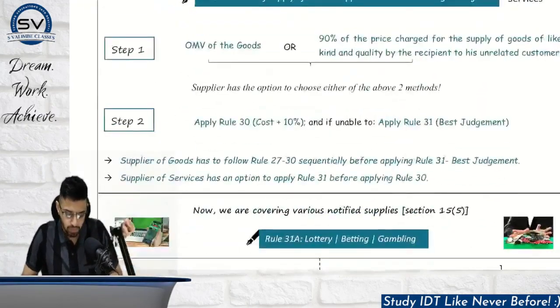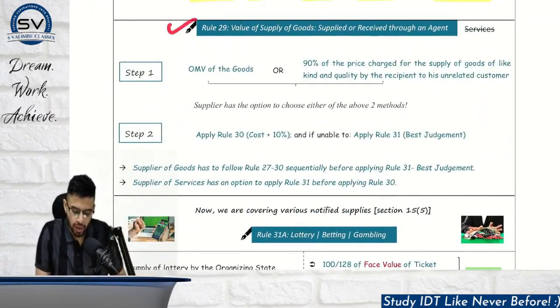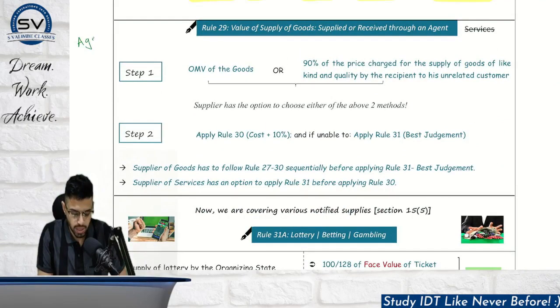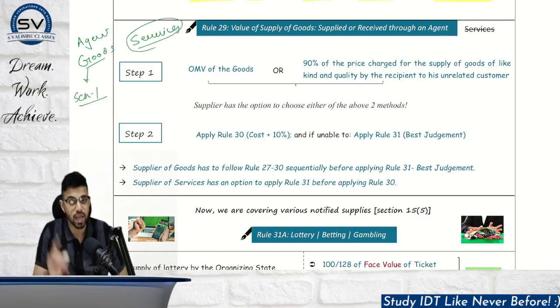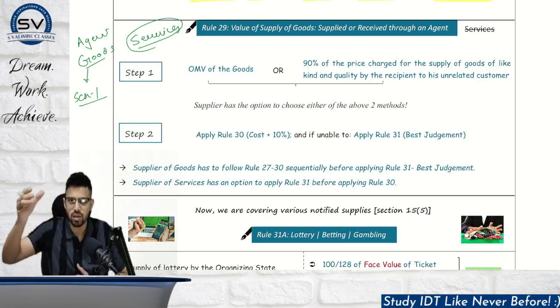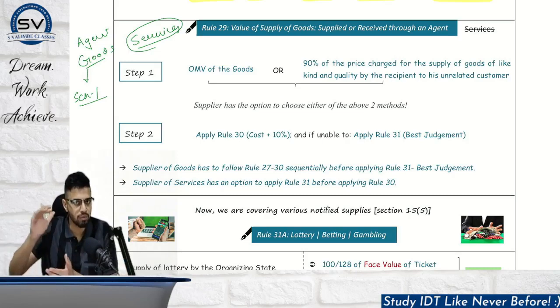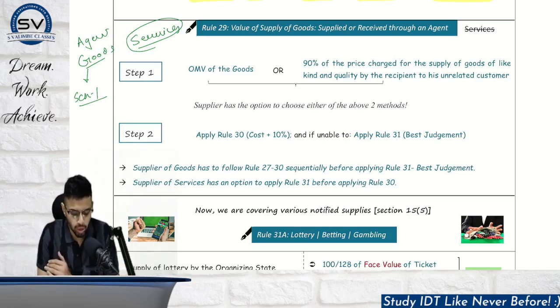Right, now coming to rule number 29. Value of supply of goods supplied or received through an agent. Now, the point to be noted: rule 29 is only and only with respect to agent and only with respect to goods, not with respect to services. Okay, link this to your paragraph number 3, schedule number 1, that is the invoice test that we covered. If the supply is covered for the purpose of schedule number 1 between the principal and agent, then only rule number 29 will be talked about. Because if that is not a supply, then rule 29 has no significance, right?